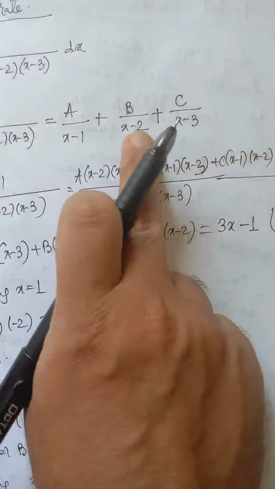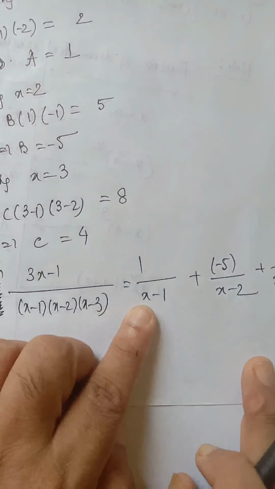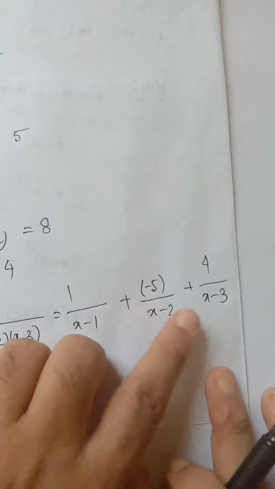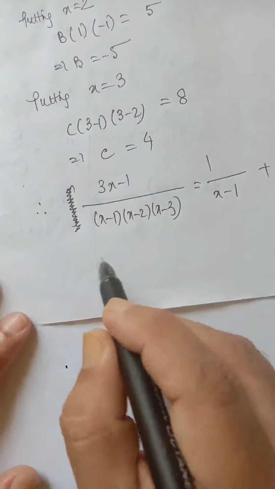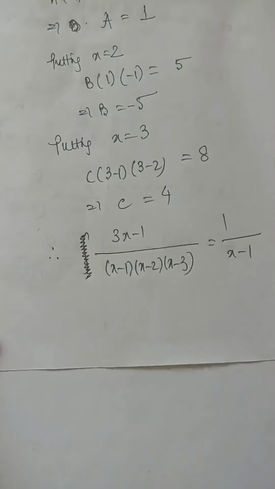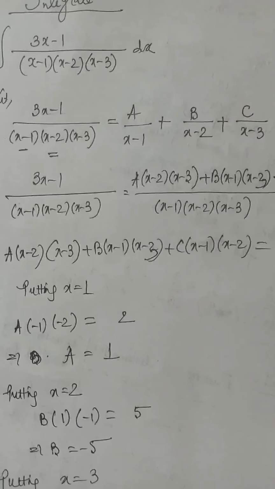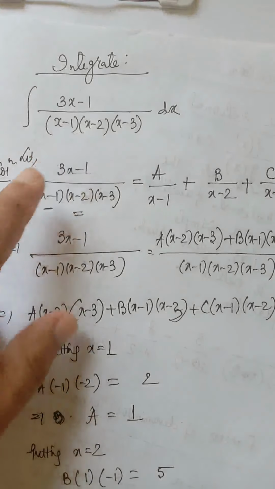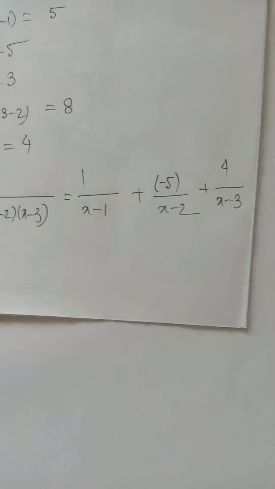A by something, b by something, c by something. A by x minus 1, b by x minus 2, c by x minus 3. Now we have to integrate this. Okay, now integration of this, you can see the given question is to integrate this, and we have resolved this fraction into partial fractions in this way.